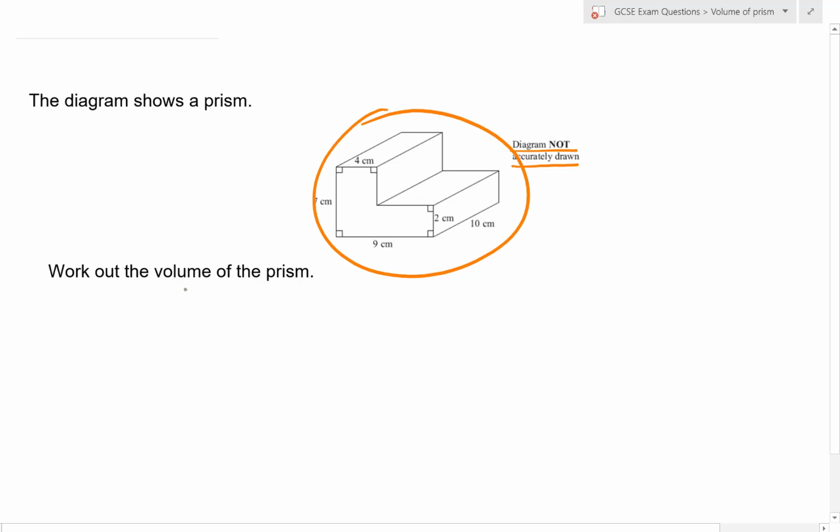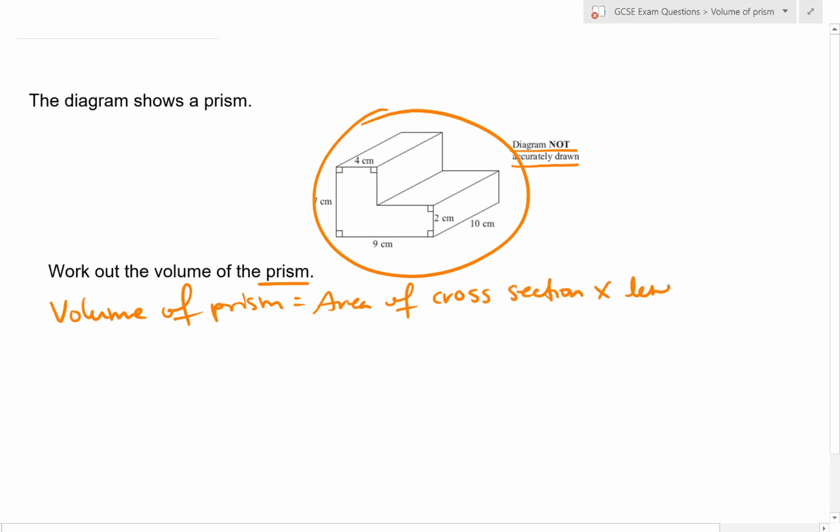So let's work out the volume of the prism. As we know from the formula sheet, the volume of a prism is equal to the area of cross section times the length. Let's write down the formula first. Now let's find the area of the cross section. We need to identify the area of the cross section first.